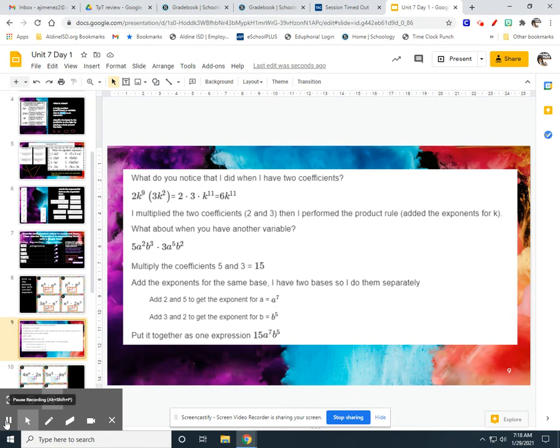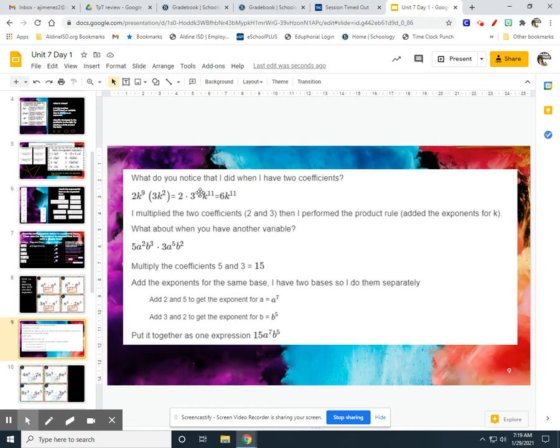Okay, so what do you notice that I did when I have two coefficients? What I'm doing here is I'm expanding it out so that we can see it. 2 times 3, because they're coefficients, they're the same. And then k to the 11th. I can't do anything to these because they're coefficients. They're the same thing, but they're not the same number. So I can't add exponents for those because they're two different numbers. So what I'm going to do is I'm just going to multiply them, and I get 6. And then k to the 11th.